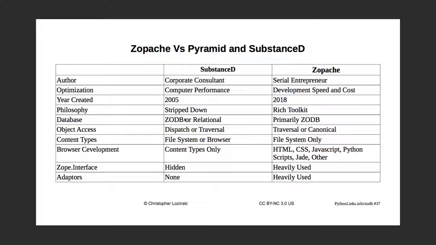What else? And of course, what they did in Substance D is they hid all the beautiful Zope interface. And I'm, of course, using it heavily. This whole ZODB demo is leveraging the Zope interface, both in deciding which CRUD views any object will support, and also in the attributes. And finally, Substance D doesn't have any adapters.